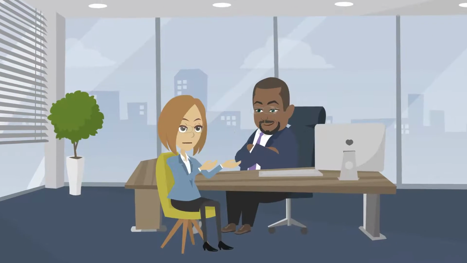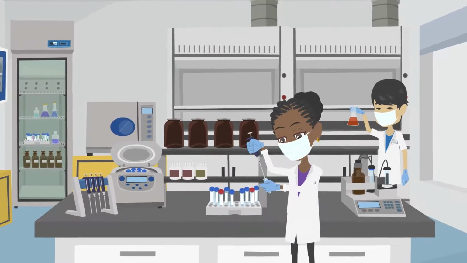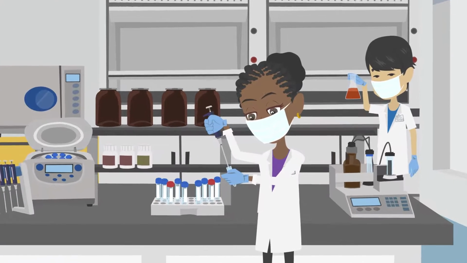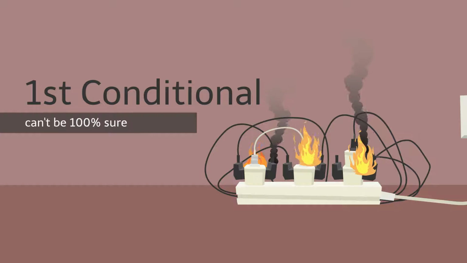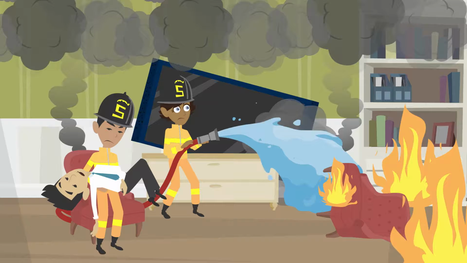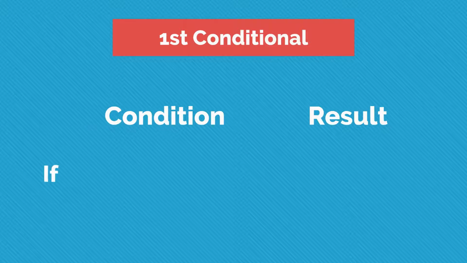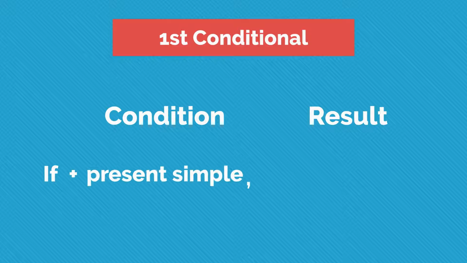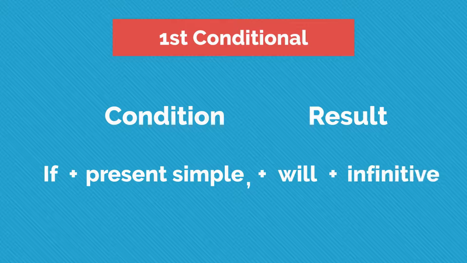The first conditional is often used when talking to your boss about a future plan. You can be very sure that it will succeed as you have done all of your research and are very sure. However, you can't be 100% sure as there could be something unforeseen that might happen, such as a fire destroying the factory. The form is if plus present simple verb plus will plus infinitive.